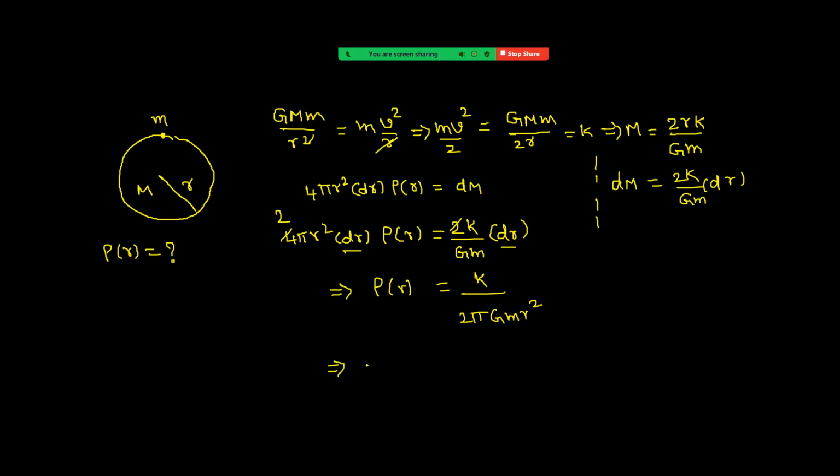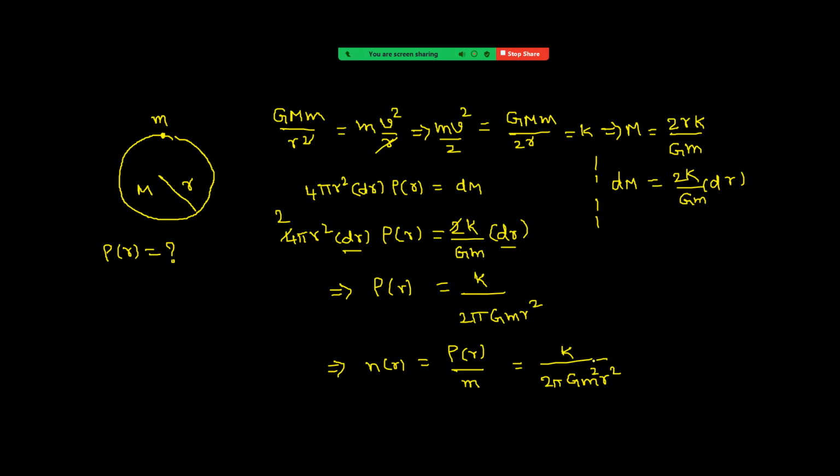Now the number density. Number density is given by rho of r divided by the mass of the particle, and that is equal to k by 2 pi G m square r square. That is now our answer.